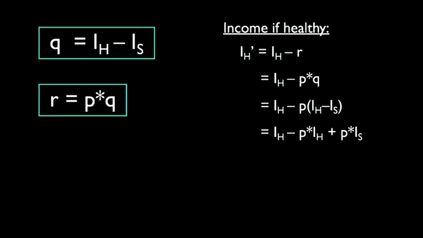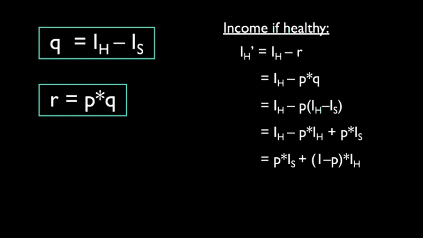We can then distribute the P. After this, we can move the P times IS to the front, and then we can pull out the IH from the other two terms. Or in other words, this is like the reverse of distributing. We're undistributing. Okay, what do we get? We get that the person's income when they're healthy and insured will be P times IS plus 1 minus P times IH.